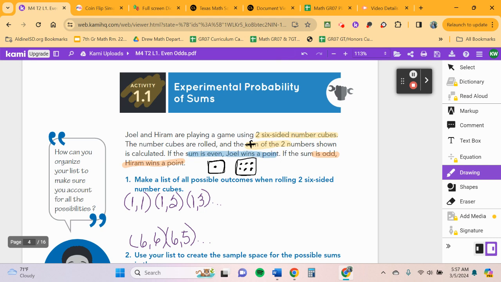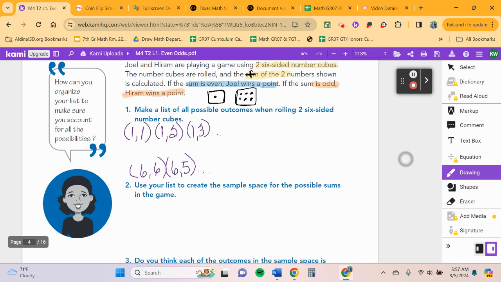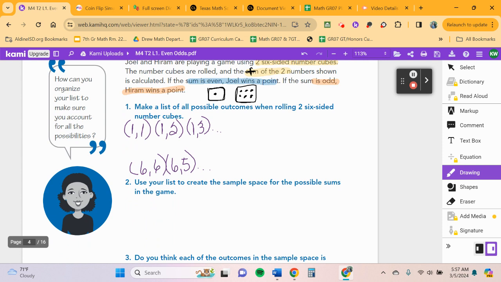So now let's create our list to list out our sample space for the possible sums. So our sample space, remember, has braces. And we just noted our smallest amount. So 2 ones I know is going to give me a 2. And then if I roll a 1 and a 2, that can give me a 3. A 1 and 3, that gives me a 4.